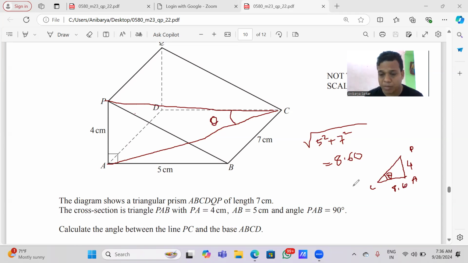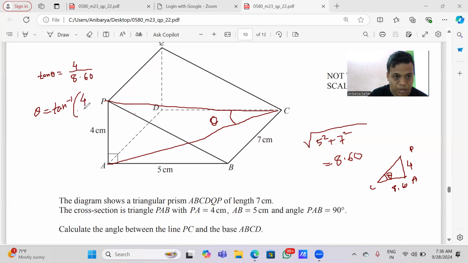So perpendicular by base, that means tan theta. By using tan theta, we can find out the value. So why am I taking tan theta? Because two values are given here. The perpendicular value is 4 and the base value is 8.60. So tan theta is perpendicular by base, so 4 by 8.60. Okay. Now theta equal to what? Theta equal to tan inverse of 4 by 8.60.